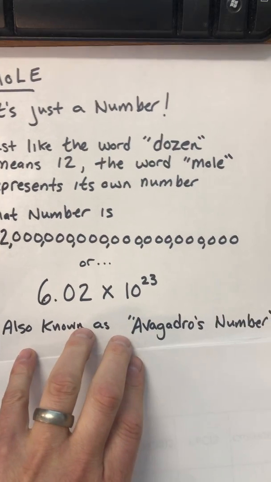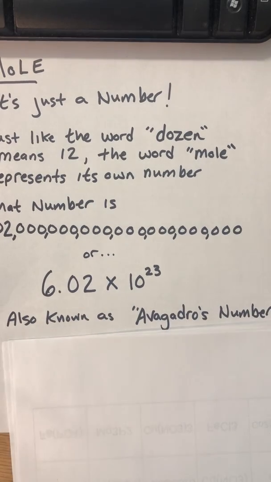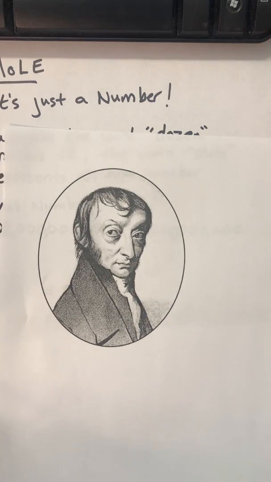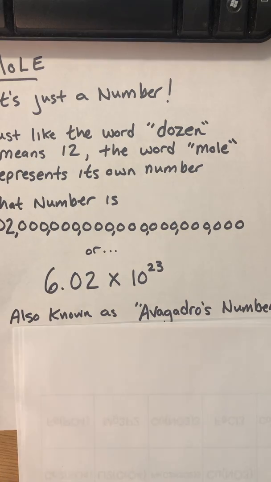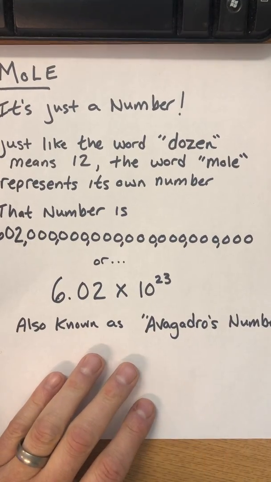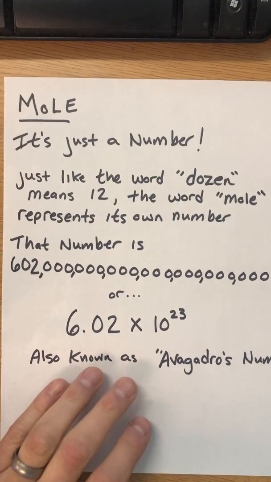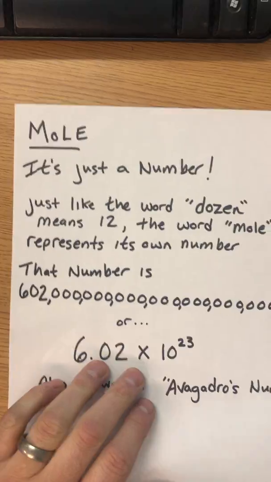Avogadro was a chemist in the mid-1800s, and we'll talk more about him, but I do have a picture of him because he's just such a funny looking guy. I always like to show this. What a weirdo. Anyway, Avogadro's number is used in chemistry for lots of different things, primarily counting numbers of atoms or molecules or particles. So let's figure out how this works.